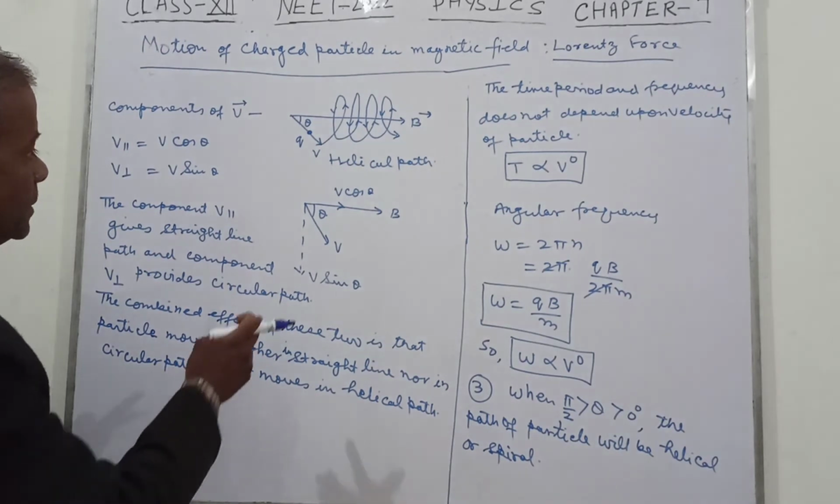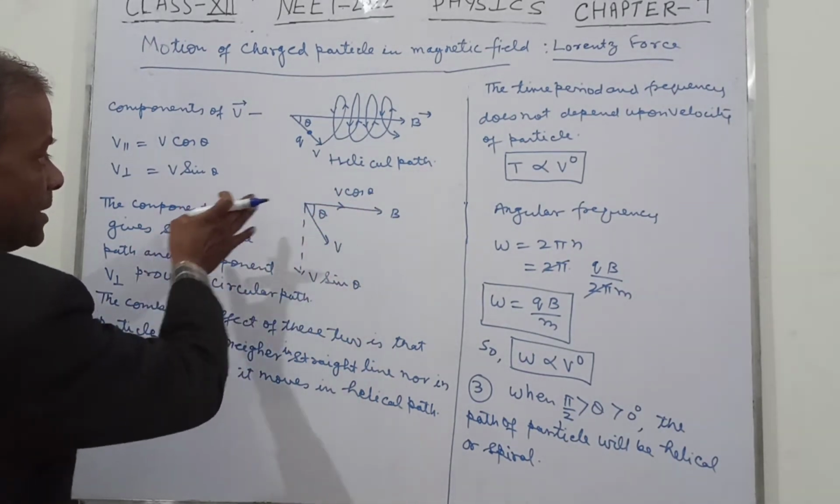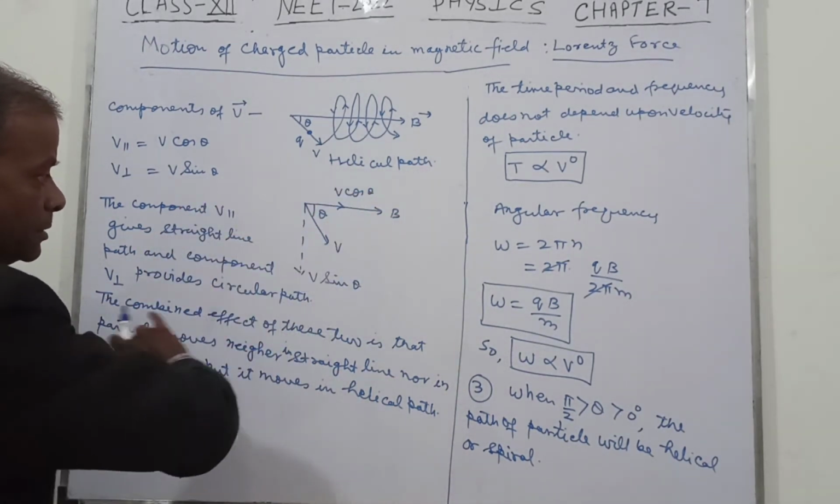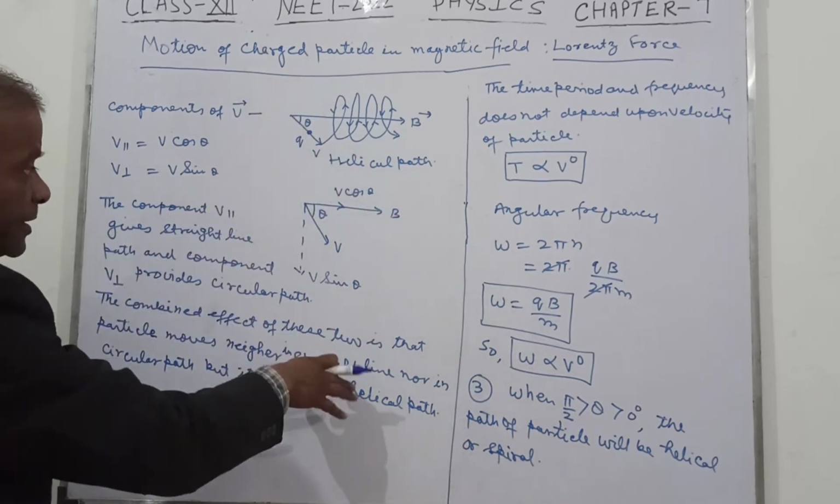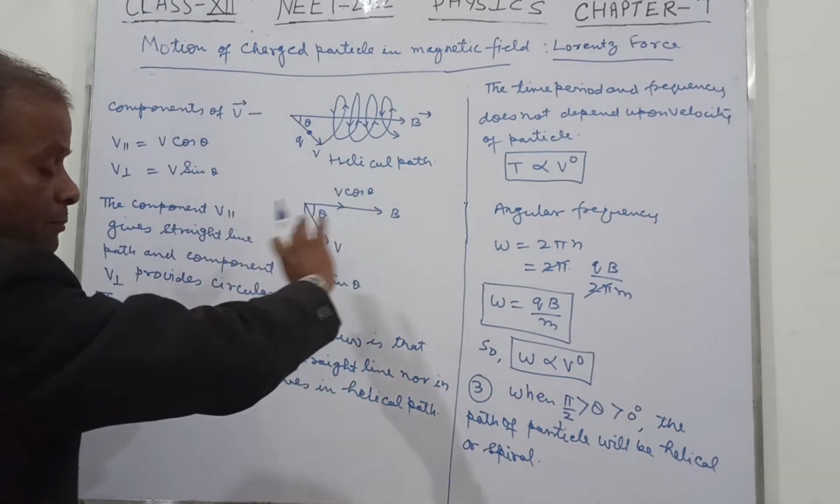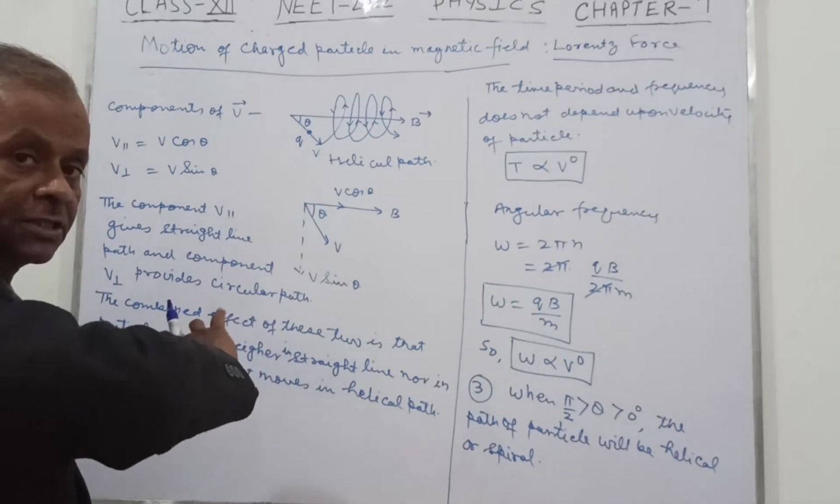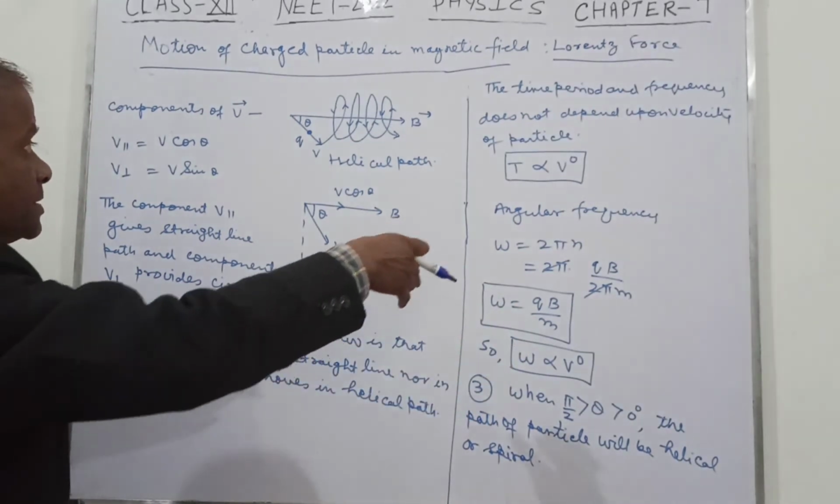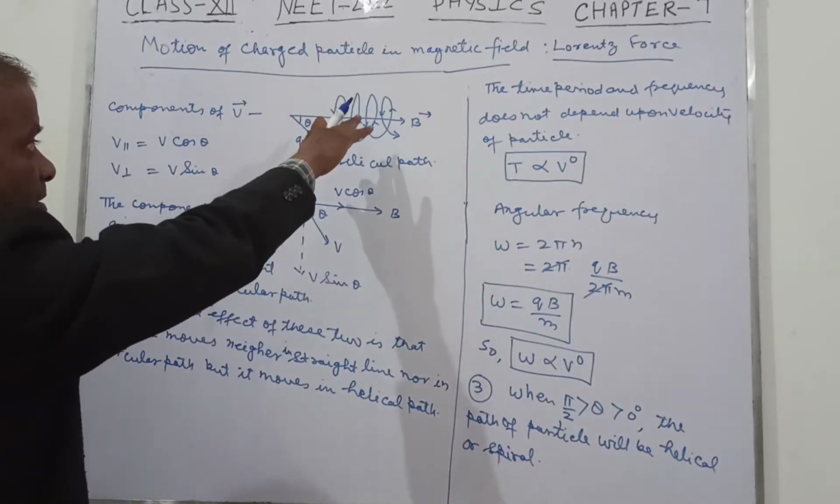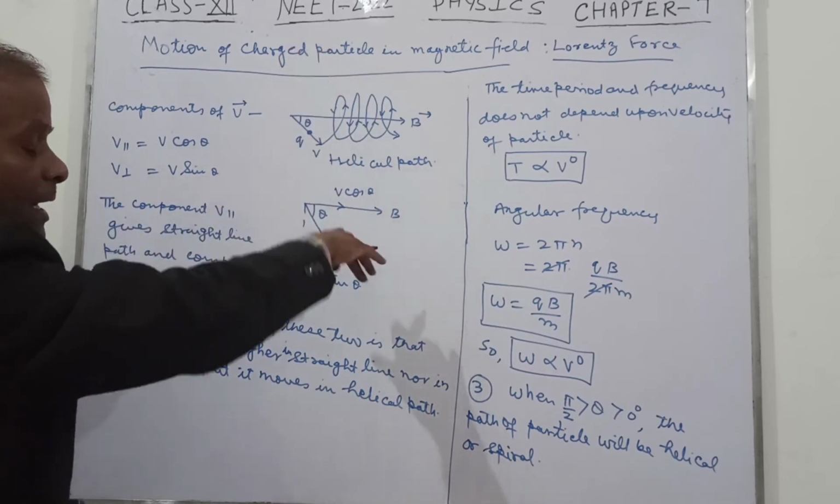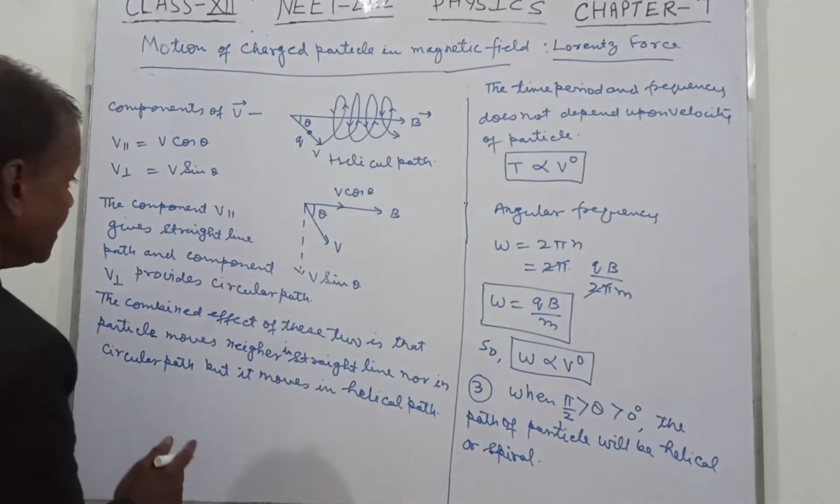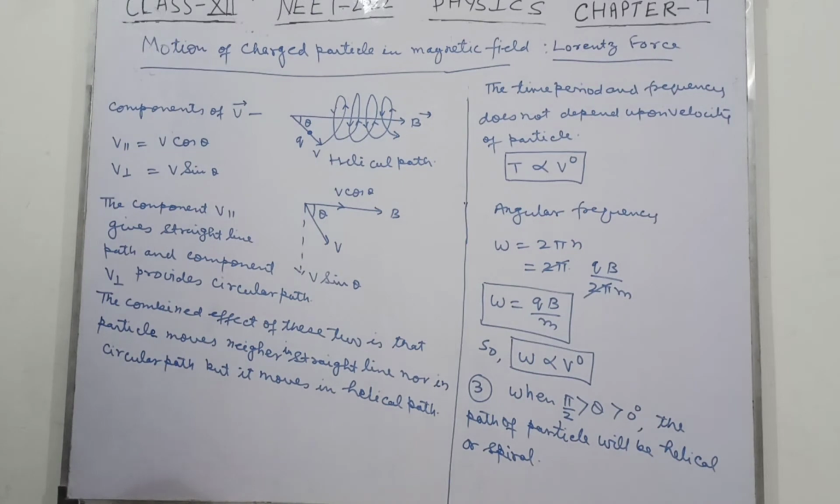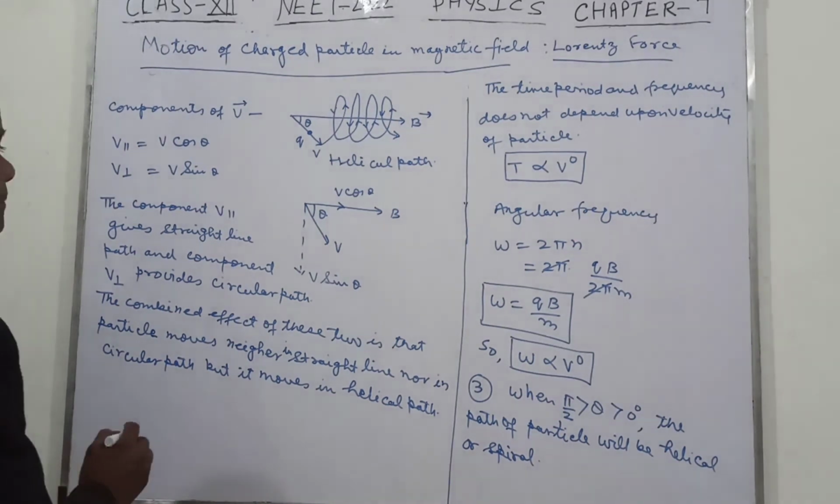So this component gives the translatory motion and this component gives the circular motion. The combined effect of these two is that the particle is moving in the helical path. So now let us find the radius.